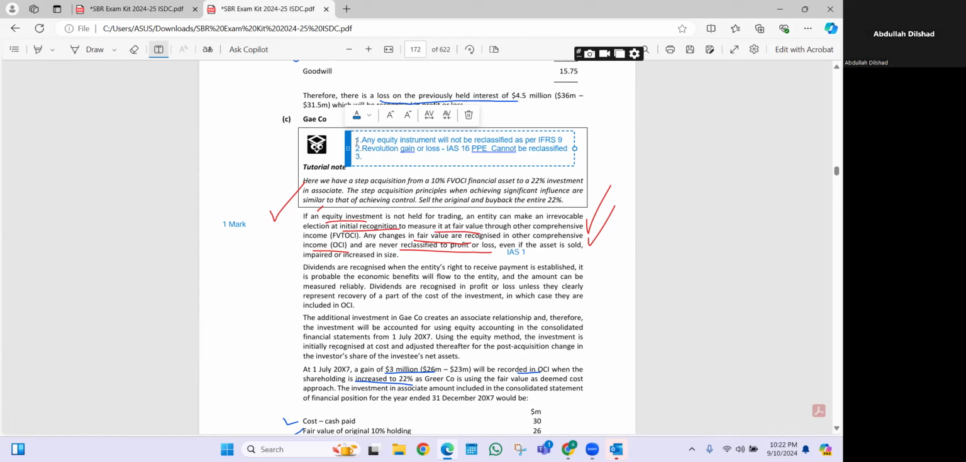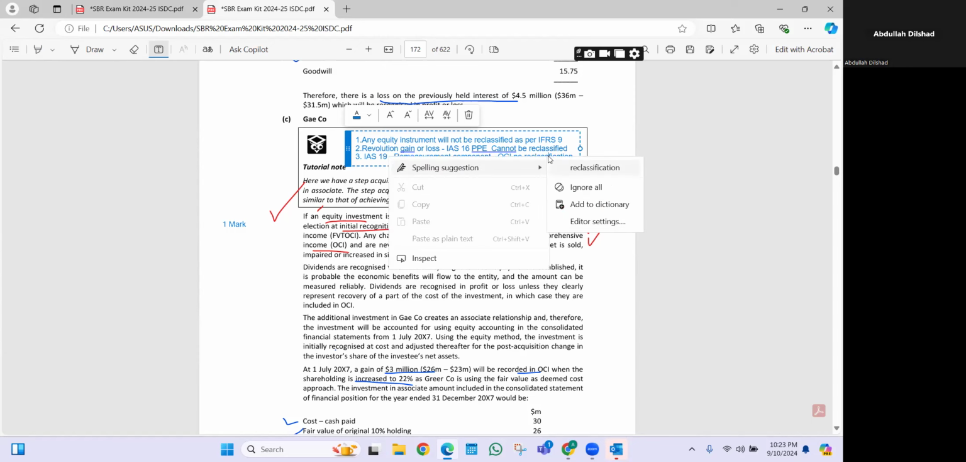This is three. If you have studied IAS 19, in terms of IAS 19 you have a remeasurement component that is being transferred to OCI. That also cannot be reclassified. No reclassification, right?